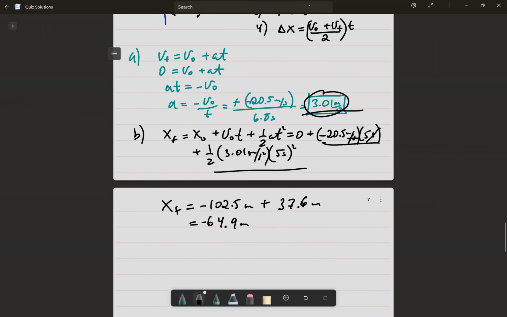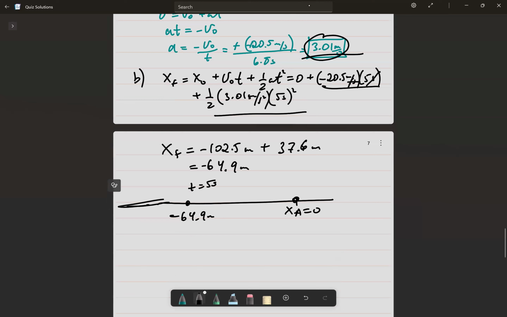So negative means that if the car was at point A, taking that as the origin, it will be negative 64.9 meters relative to that, in the left direction. This means it is moving to the left. So it will move to this position at the time t equals 5 seconds. Then it can still continue moving a little bit until it fully stops. This is the displacement at t equals 5 seconds.